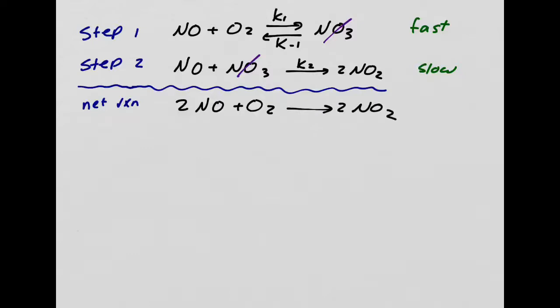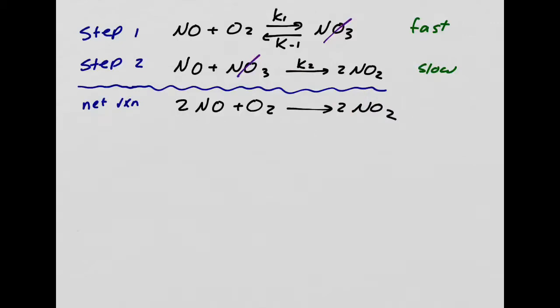Now, before you get confused, where did I get 2NO from? I have 1NO, I have another 1NO. So I just combine this together to make it cleaner. So it will be 2NO plus O2 going to 2NO2. So far so good. I add up these reactions to get my net reaction.